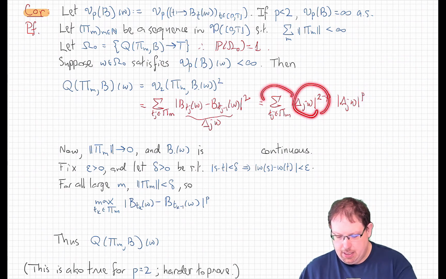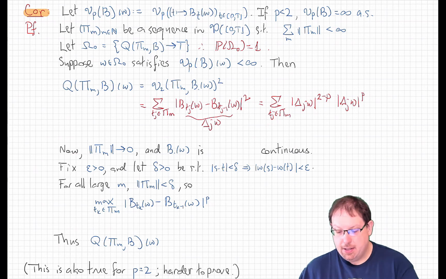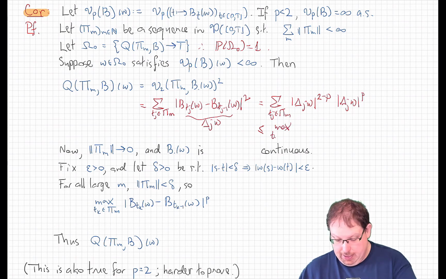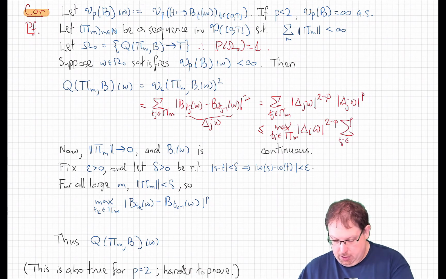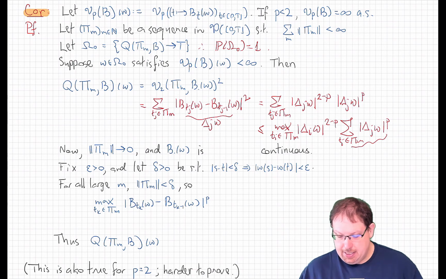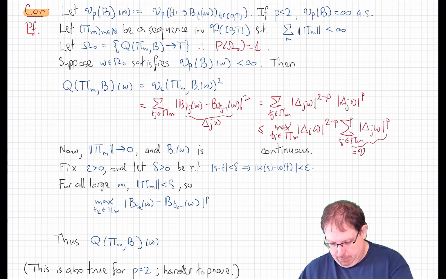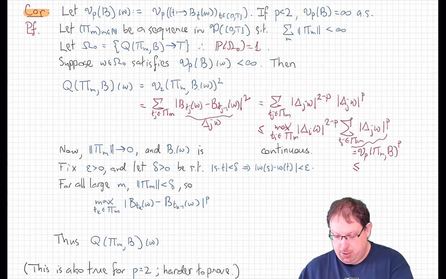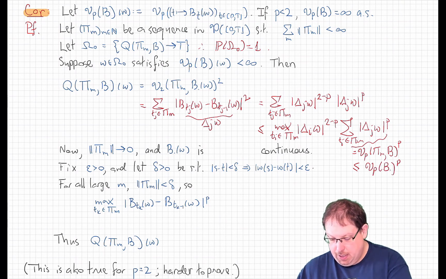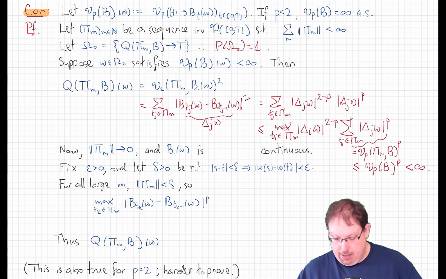Now I'd like to take this outside the sum. Of course, I can't just take it out because it depends on the sum parameter, but I can take out its maximum value. So this is less than or equal to the maximum over all t_i in the partition pi m of delta_i(omega) to the 2 minus p times the sum over t_j of delta_j(omega) to the p. Now this last sum here is exactly the p-variation to the pth power of the Brownian path along the partition pi m. And so that's less than or equal to the supremum over all partitions, which is the p-variation of the Brownian path. And our assumption for a contradiction here is that that is finite.